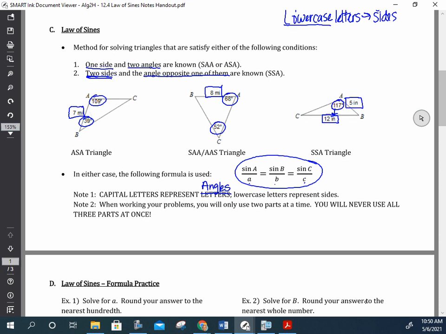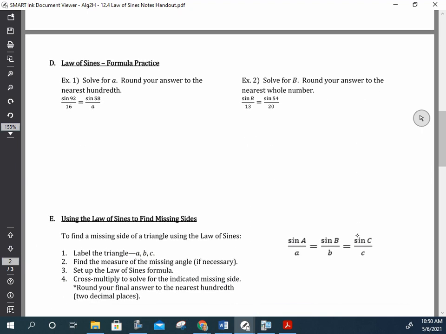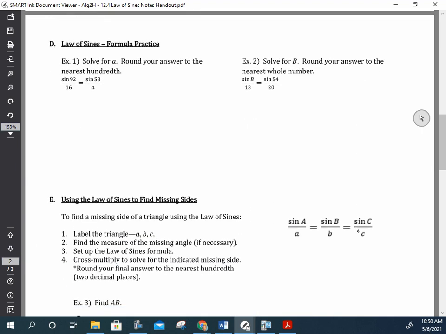Before we actually use the formula, we're going to practice the formula. Let's go ahead and practice the use of this formula.